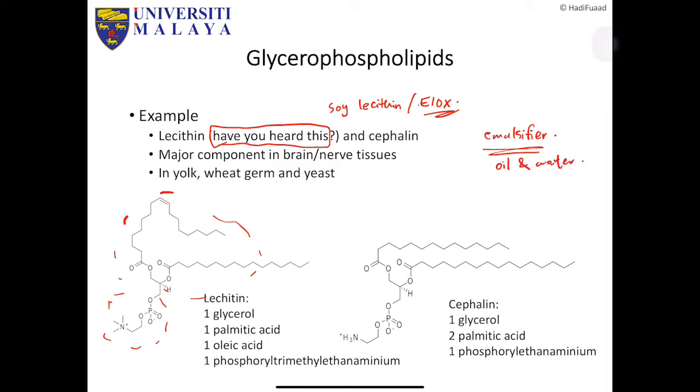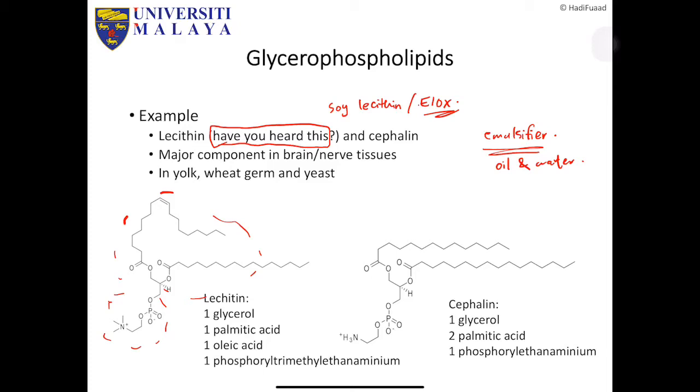Some ingredients use glycerophospholipids to make sure that the food is juicy, and at the same time a bit oily, because that's what Malaysians like. Anyway, I think most of them use it as an emulsifier. So yeah, there you go, emulsifier. So lecithin and cephalin, okay, there are two examples.